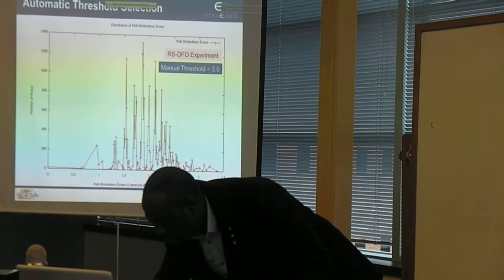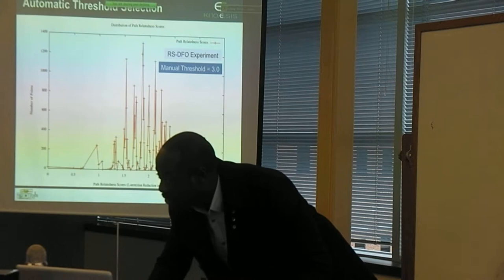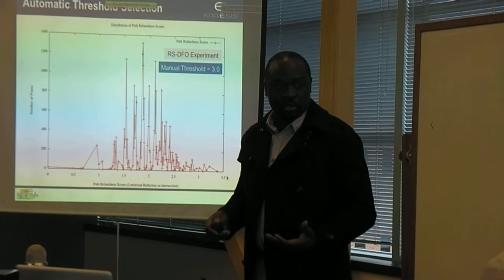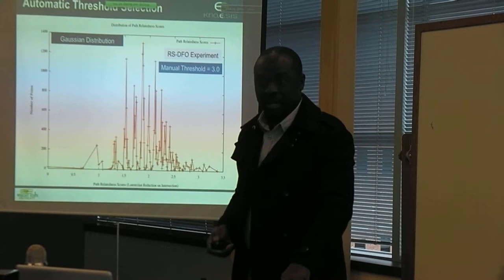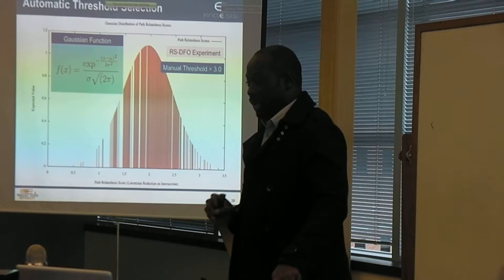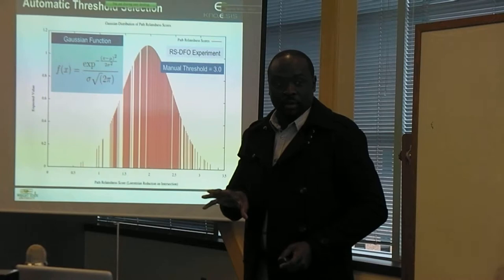And then there's another area beyond that where not that many paths are really very related. Now, if you know your statistics, this sort of representation, this sort of distribution, is reminiscent of a Gaussian distribution. And so what I did was I computed the mean of the values, the standard deviation, the variance, and I actually used the Gaussian function, and I plotted the Gaussian. And when you plot the Gaussian, you get something that looks very much Gaussian, although I must point out, this is not a perfect Gaussian.